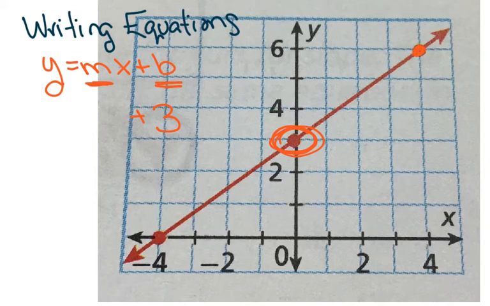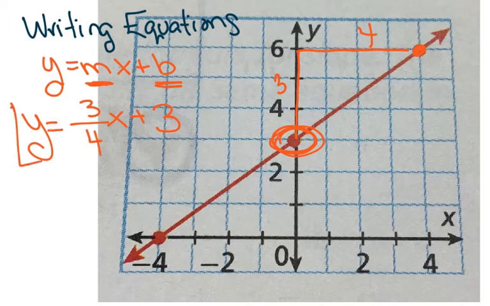So let's see, we rise and then we run for our slope. So I'm rising 1, 2, 3, and then I am running 1, 2, 3, 4. And my slope is obviously going up, so it's a positive. So my slope is 3/4. And then please don't forget to put your x there. Finish writing the equation with y equals. Okay, so the equation is y equals 3/4 x plus 3.